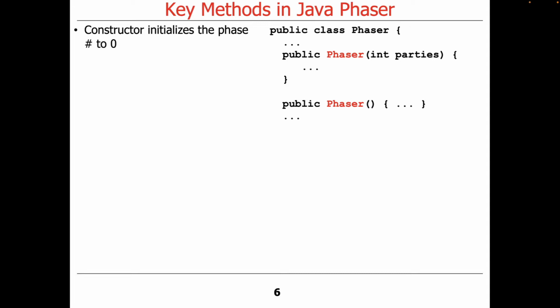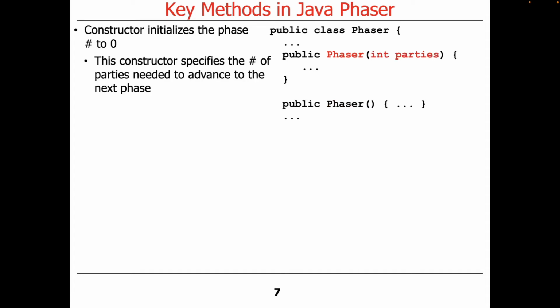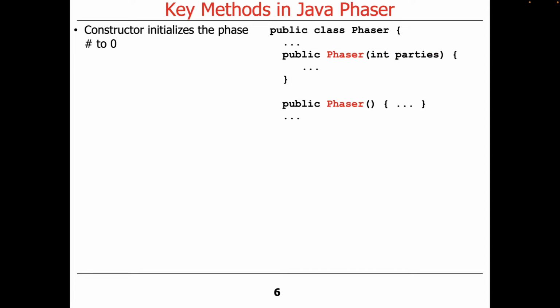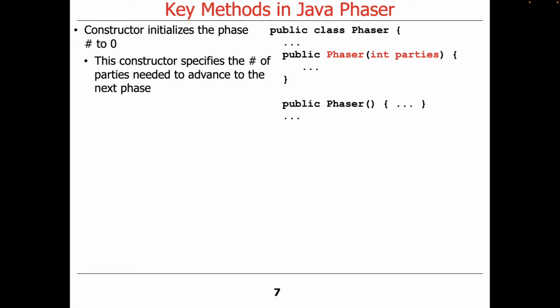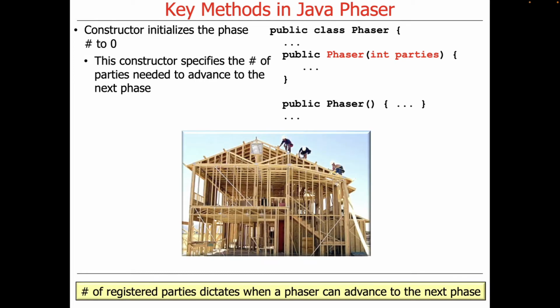So there's a couple of constructors, and they're going to be used to initialize the phase number. And you can see this constructor starts out with the initial phase number initialized to 0. So we start out in phase 0, and then we increment from there. This constructor specifies the number of parties that are needed to advance to the next phase. Now, what's interesting about this is it's just an initial value. You can override this, or you can add to it using other methods.